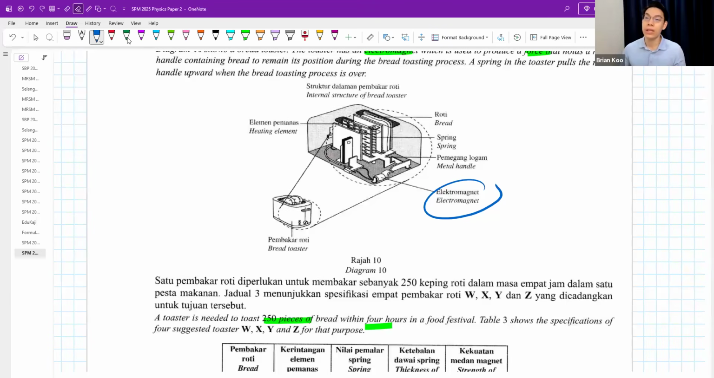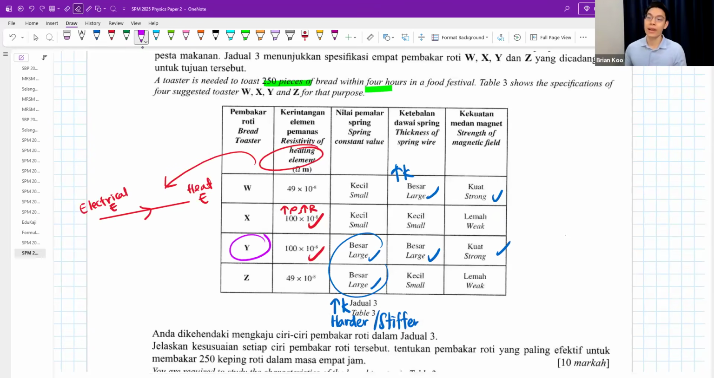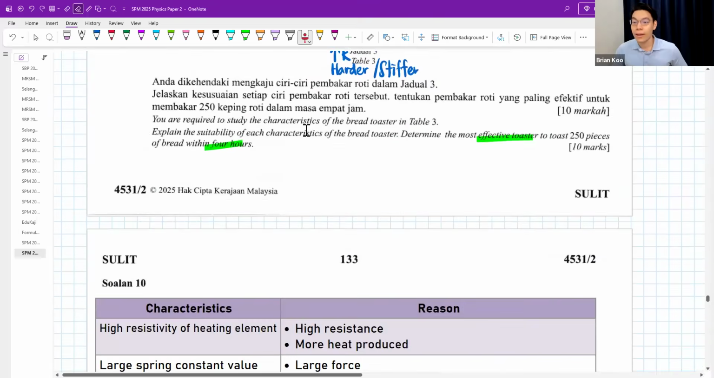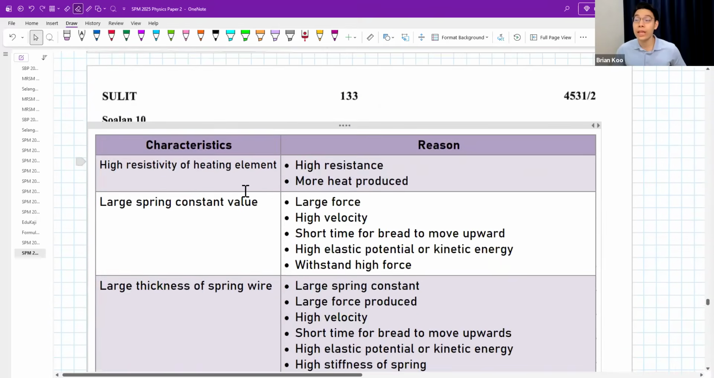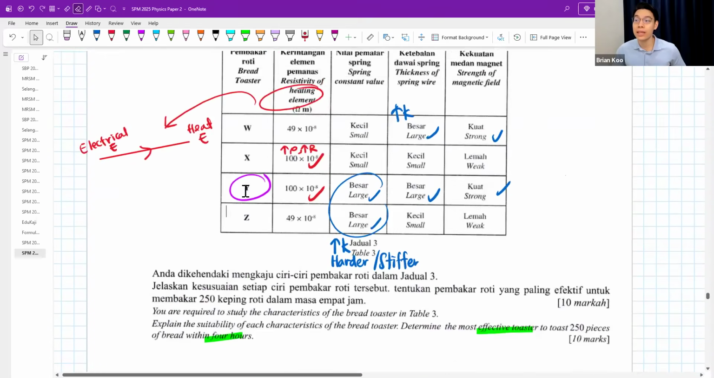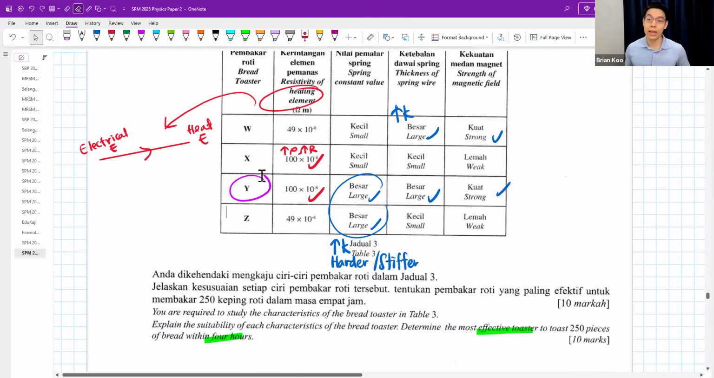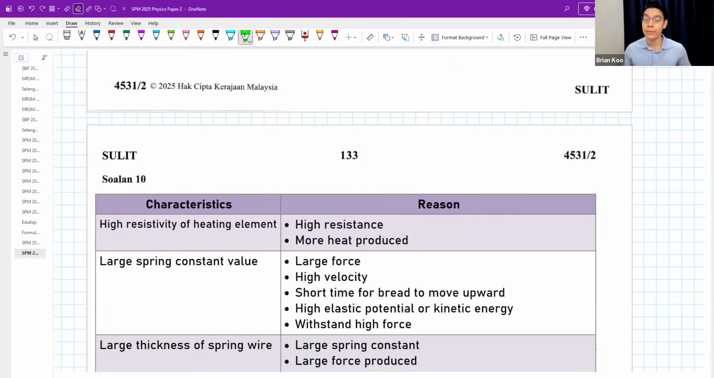Okay, so the clear winner is Y. Yeah, so this is a heating element question, but they try to make it special a little bit. They talk a bit about the spring. So we say, just follow the table. We want high resistivity, large spring constant. Okay, high resistivity, high resistance, produce more heat. I feel this is the best.